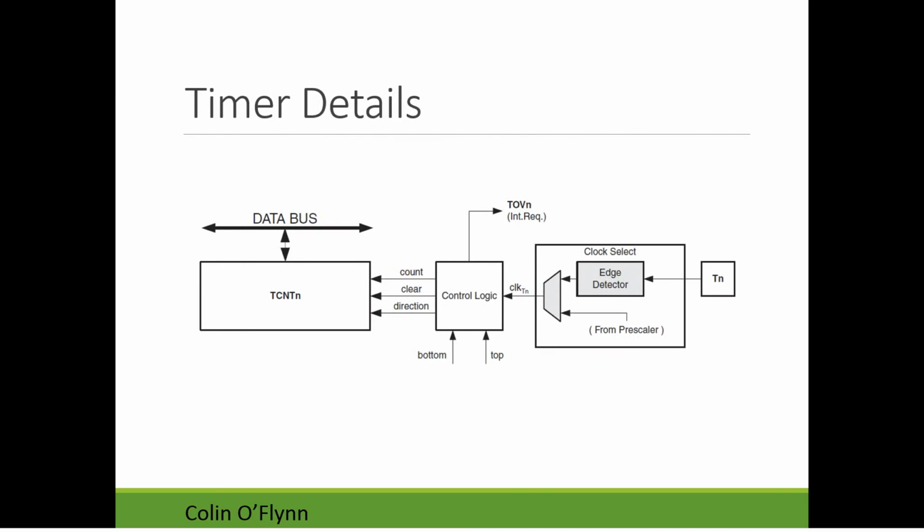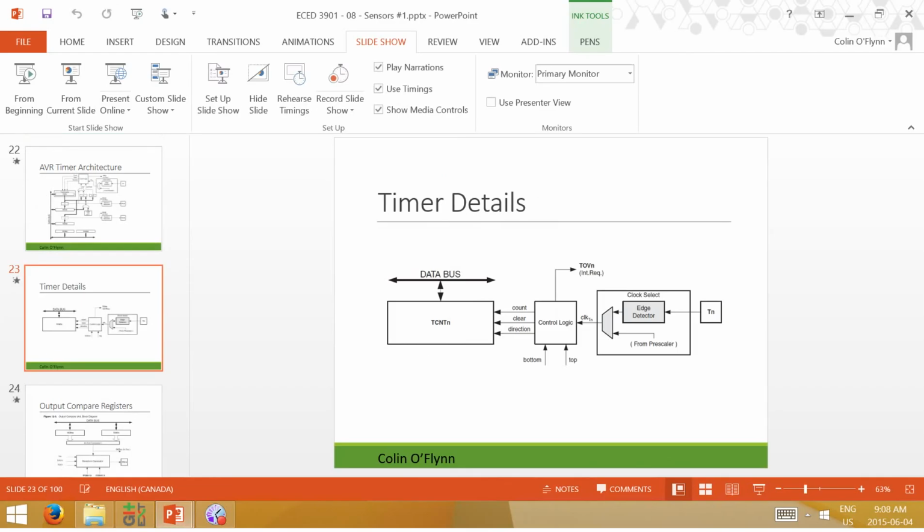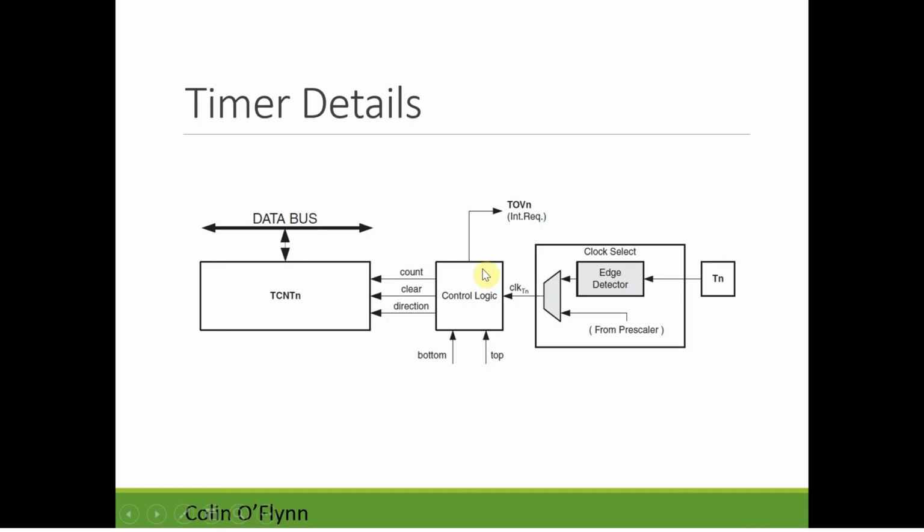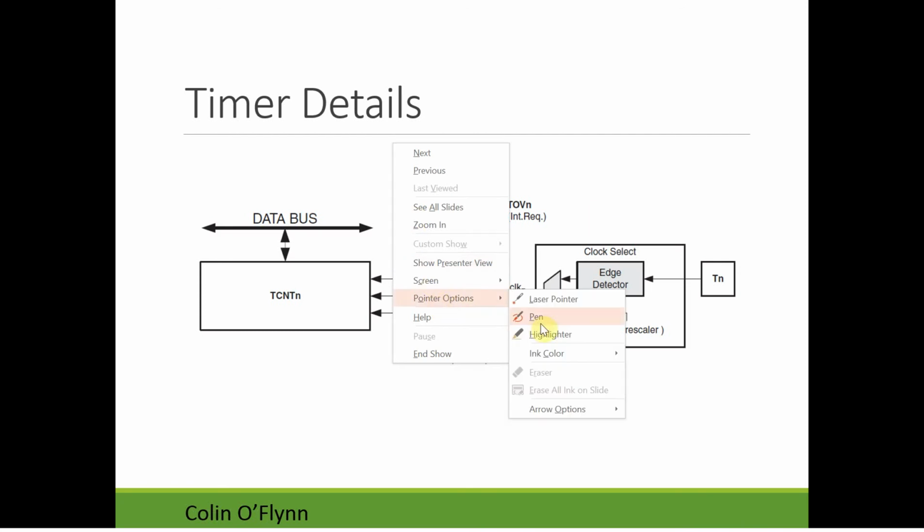So the most basic, we have this count register. This is TCNT, and they say n because there are different timer numbers. If I'm looking at timer 0, I would call this TCNT0, the timer count register for timer 0. So we have timer count 0 as our timer 0, and I'm just going to check the recording's running. It is. Okay. We also have, so they have added this control logic here.